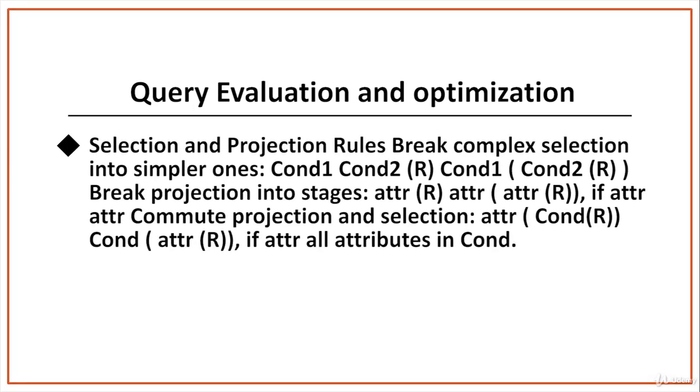Selection and projection rules. Break complex selection into simpler ones: σ Cond1 AND Cond2 (R) = σ Cond1 (σ Cond2 (R)). Break projection into stages: π ATTR (R) = π ATTR (π ATTR' (R)). If ATTR is a subset of ATTR', commute projection and selection: π ATTR (σ Cond (R)) = σ Cond (π ATTR (R)), if ATTR includes all attributes in Cond.